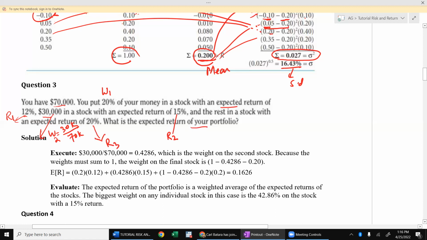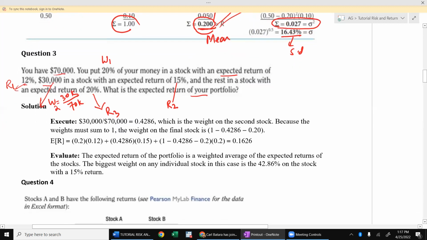So we need to calculate first the weight of 3, and then it will be easy to calculate the expected return. Expected return of a portfolio is equal to the sum of the weight of each individual security times the return of that security. So we need to add all of them. First, weight of 1 is given, R1 is given, so we multiply, plus 42.86%, which is the answer when you divide 30,000 by 70,000. This is weight of 2, and return of 2 is 15%.